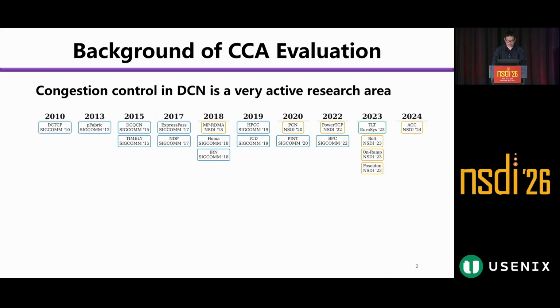So congestion control in data center networks has long been an extremely active research area. With the rapid rise of data-intensive applications, especially distributed training and serving for LLMs, there is a demand for efficient, low-latency congestion control. To meet this demand, researchers have proposed numerous high-performance CCAs over these years. Seminal works like DCTCP from SIGCOMM 2010, pFabric, Timely, DCQCN, HPCC, and many more.